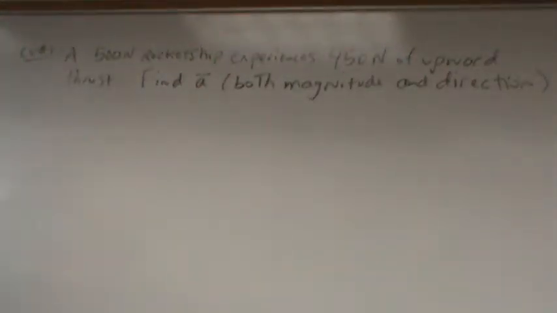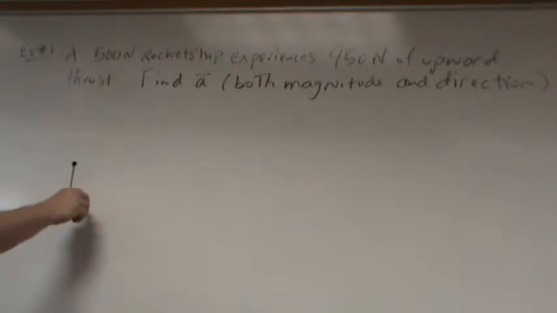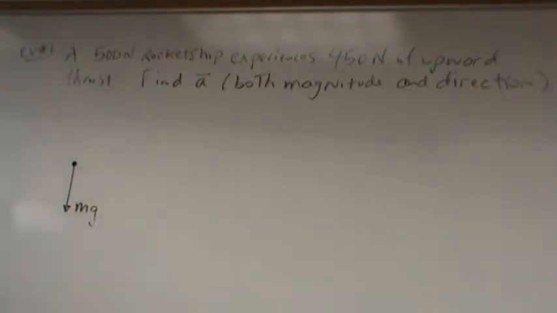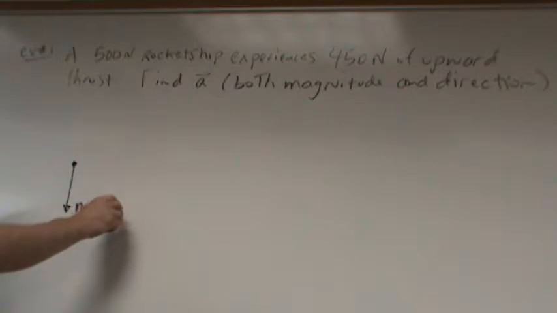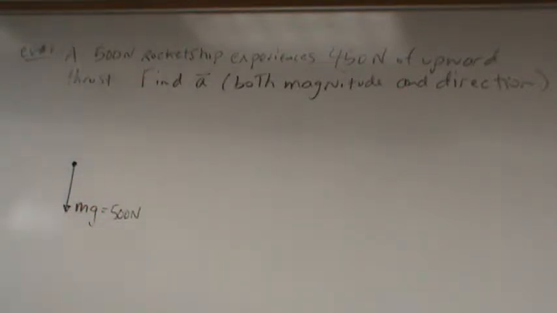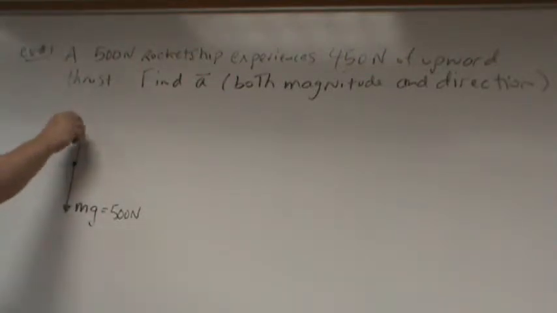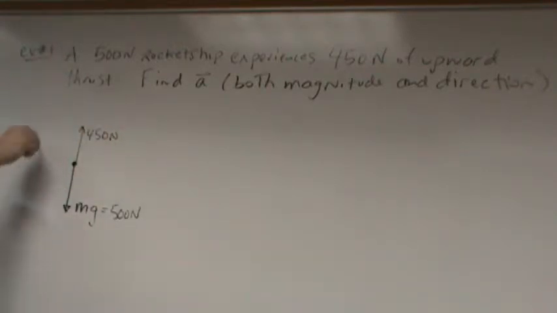Well, I'm going to show you the way I want you to do this problem, and then I'm going to have you do one on your own. Here's the way I want it done. Number one, I want a free body diagram. Here's my rocket ship. It's a 500 Newton rocket ship, so its weight is 500 Newtons, but if you want, you can just call it mg. In every problem, when there's weight, I just call it mg and worry about what it is later. Or you can call it mg equals 500 Newtons, whichever way you want. But I'm going to always call weight mg. It experiences 450 Newtons of thrust upward. And I'm going to define up as the positive direction for this free body diagram.